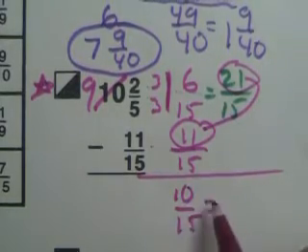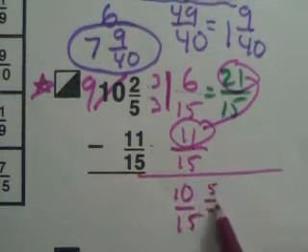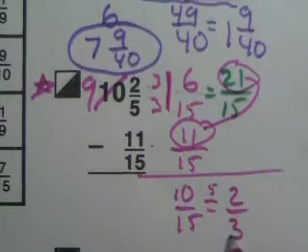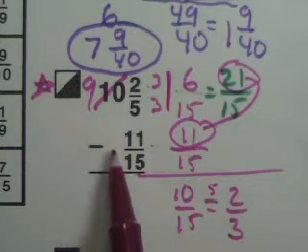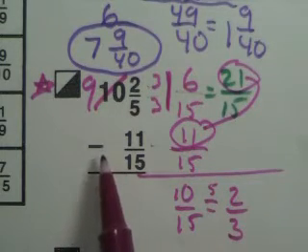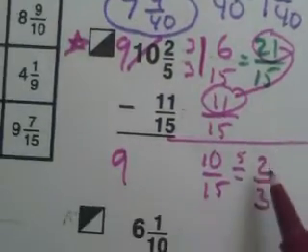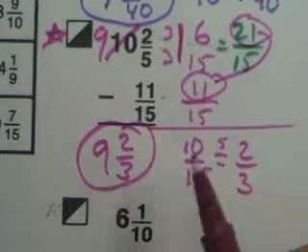Oh, that can be reduced. 10 15ths, because I know that 5 goes into both of those. 5 goes into 10 twice. 5 goes into 15 3. Okay, now look at my whole numbers. 9 minus 0 is just 9. So I have 9, and then I have 2/3. So the answer is 9 and 2/3.